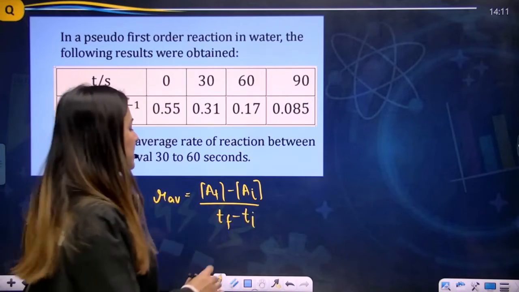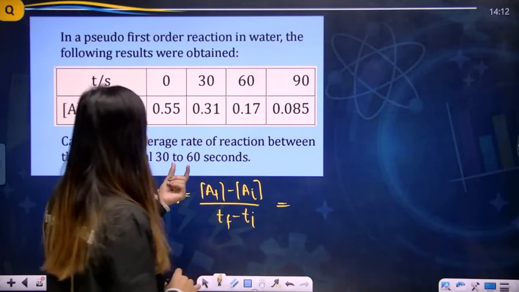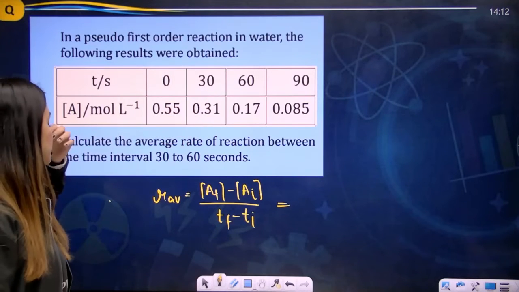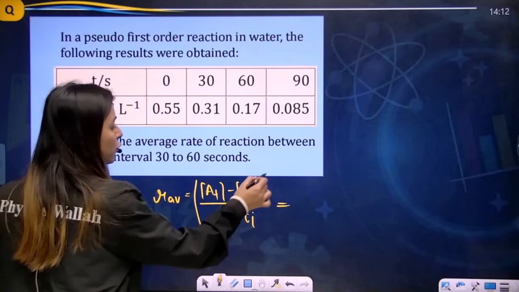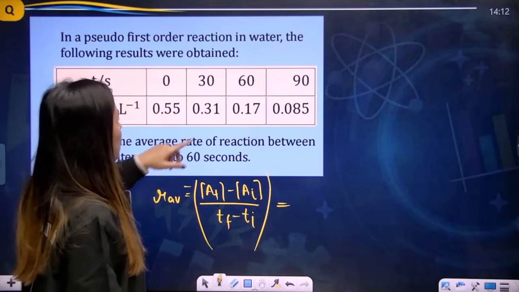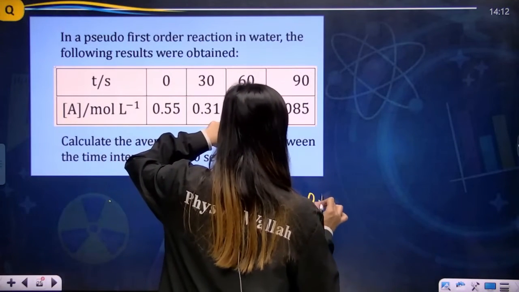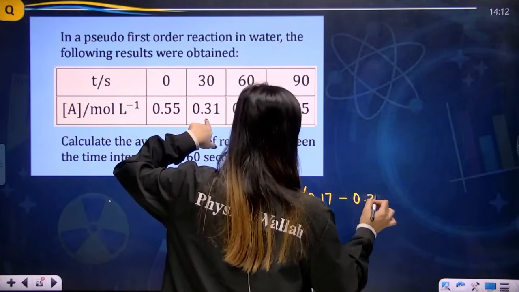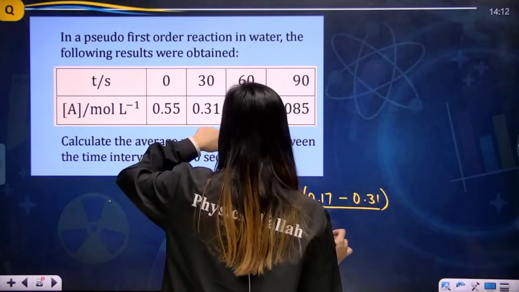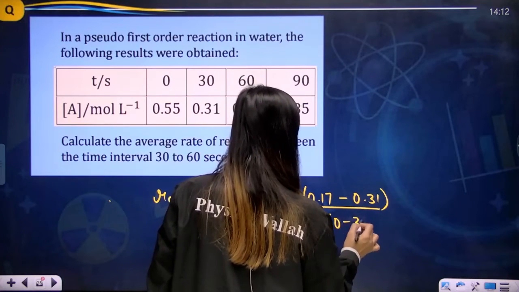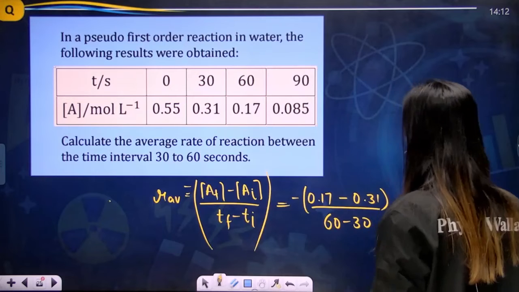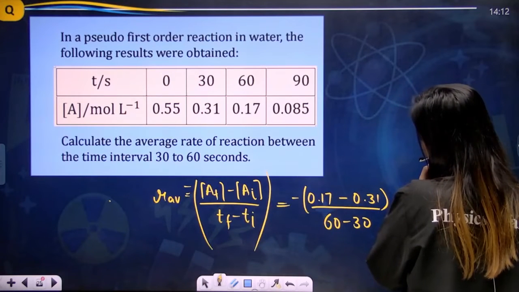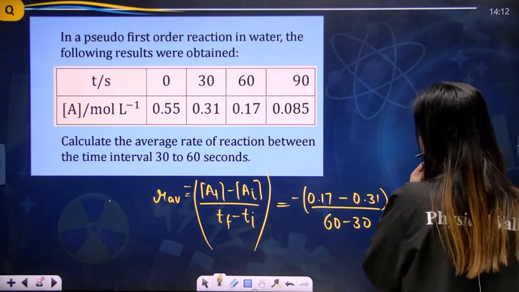So easy, right? You are given the time between 30 to 60 seconds. Let's see what the concentration is. Since it is for a reactant, you will have to put a negative sign. For 60 seconds, it is 0.17 minus, for 30 seconds, it is 0.31, divided by 60 minus 30. Just subtract it. You have 11 minus 7, which will be 4. Then you have 2 minus 1, which is 1.